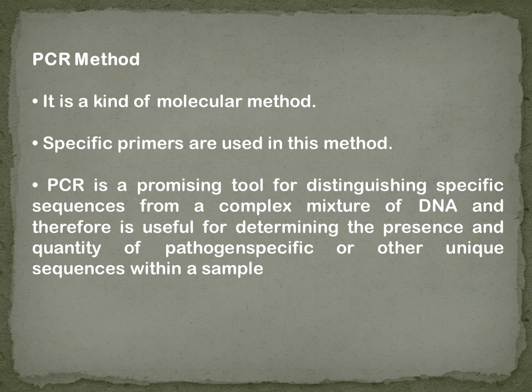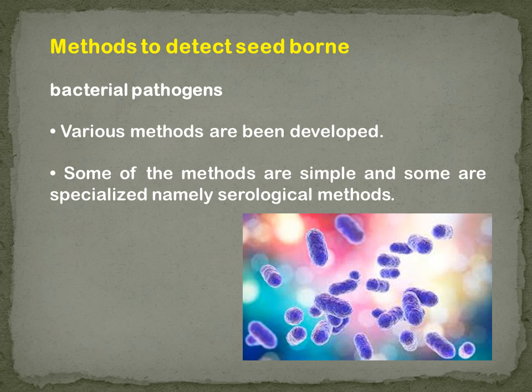Just set the PCR. If you get the band of the desired size, then we will confirm that the particular pathogen is there in the seeds. Now, methods to detect seedborne bacterial pathogens. Various methods have been developed; some are simple, and some are specialized, namely serological methods.